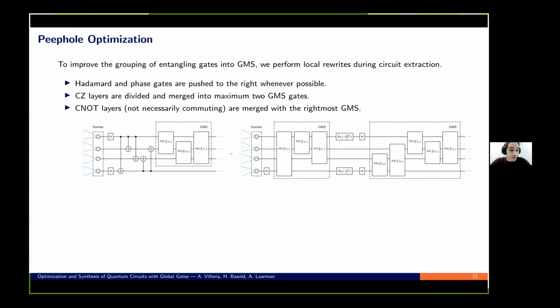And lastly, the CNOT layers themselves, we merge them with the rightmost GMS gate. Of course, the layer itself can be merged with one global gate, but we always check if we can merge them with global gates that have been created before. If this is the case, then we try to merge them together.